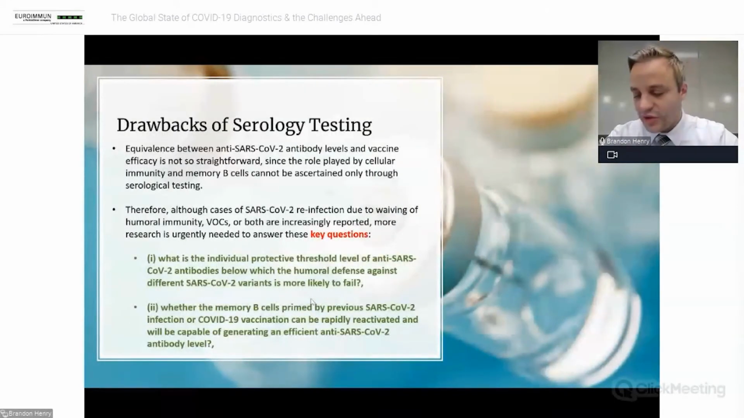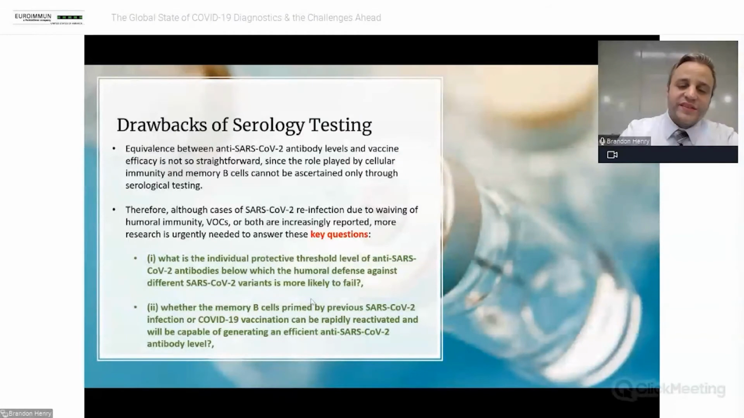So what are some of the drawbacks to serology testing? Equivalence between anti-SARS-CoV-2 antibody levels and vaccine efficacy is not straightforward. This is because the role played by cellular immunity and memory B cells cannot be ascertained through serologic testing, as we talked about, right? So you'd have to use different gamma-releasing assays or flow cytometry to assess B cells.